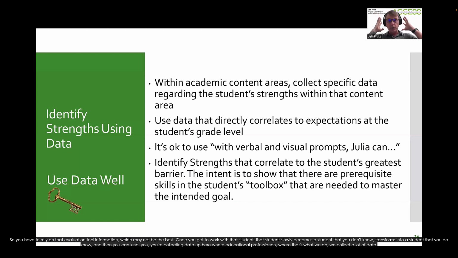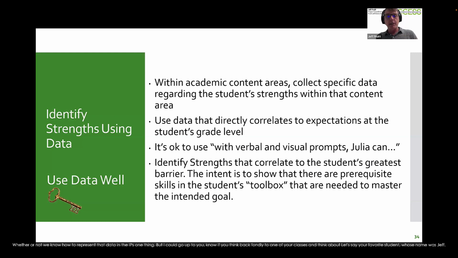We're educational professionals. That's what we do. We collect a lot of data. Whether or not we know how to represent that data in the IEP is one thing. But if you think back fondly to one of your classes and think about, let's say, your favorite student whose name was Jeff, and you think about how that student performed in math or reading, you could tell me what some of those positive things are and what those biggest struggles were. So you kind of go into the IEP writing on a student that you do know with a concept of what that student needs to work on.